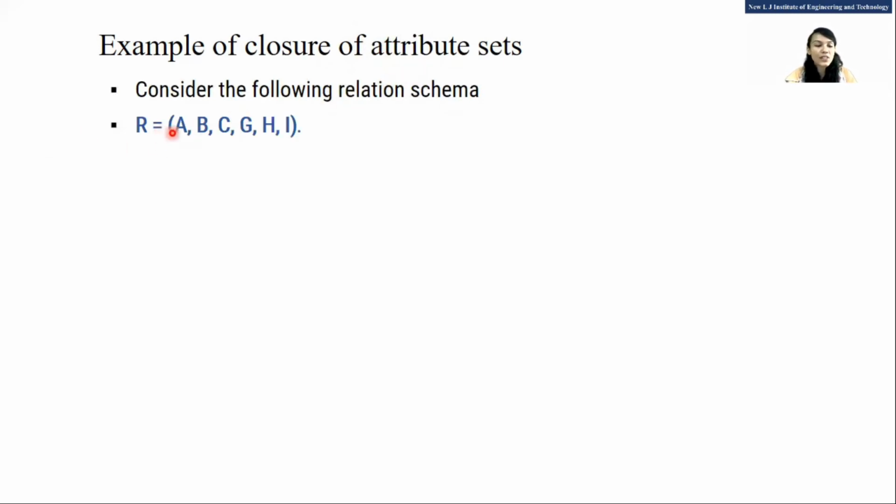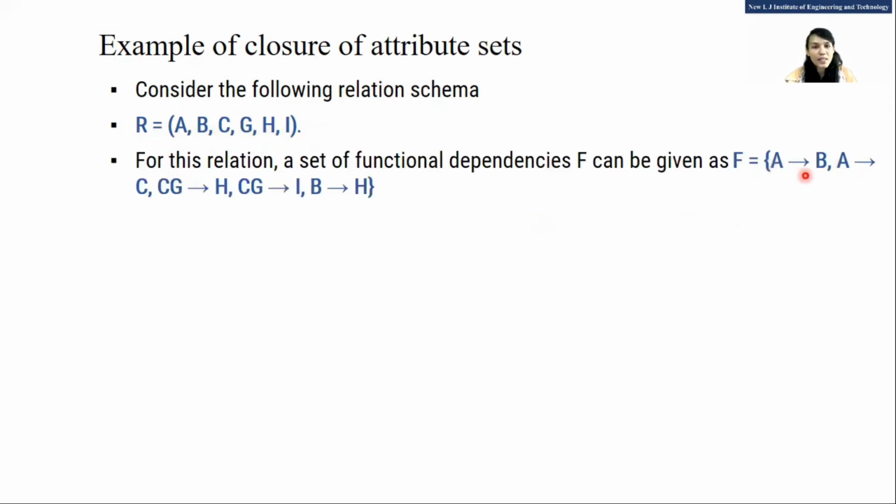Here suppose we have relation ABCGHI, and we have the same dependencies as the previous example: A determines B, A determines C, CG determines H, CG determines I, and B determines H. And we have to find the closure of AG plus. So here A, B, C, G, H, I are all the attributes. And what is the closure of attribute? We have to find those attributes or pair of attributes using which we can determine all other attributes.